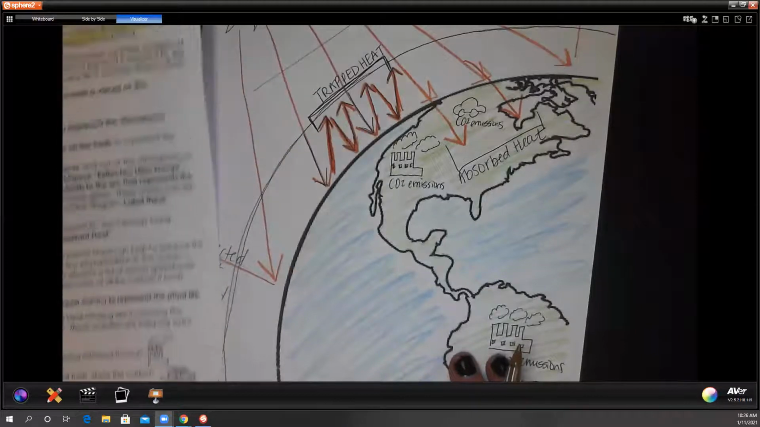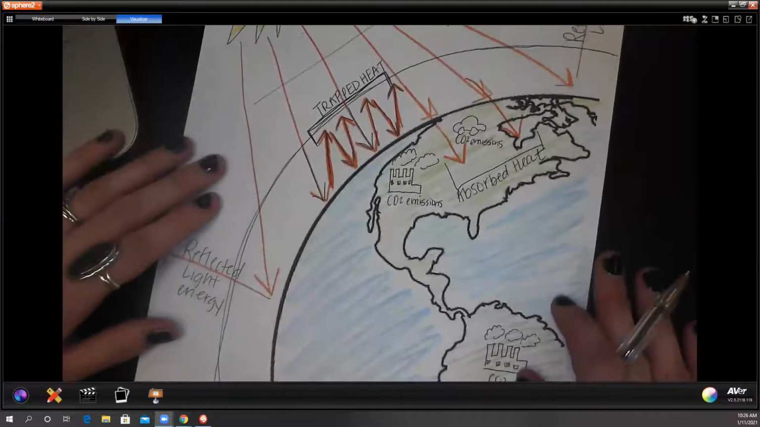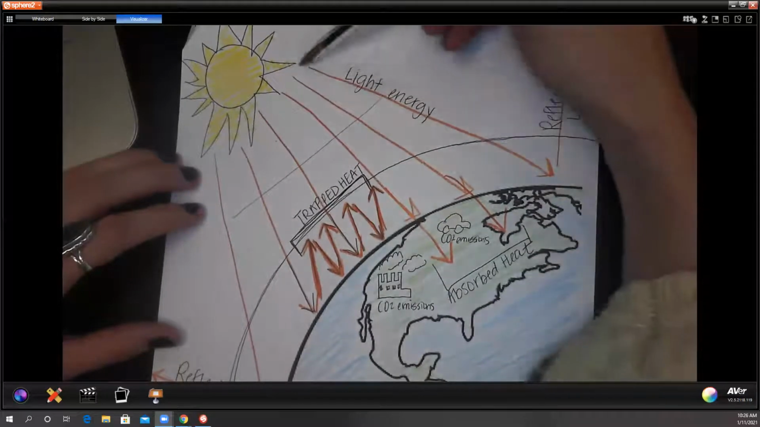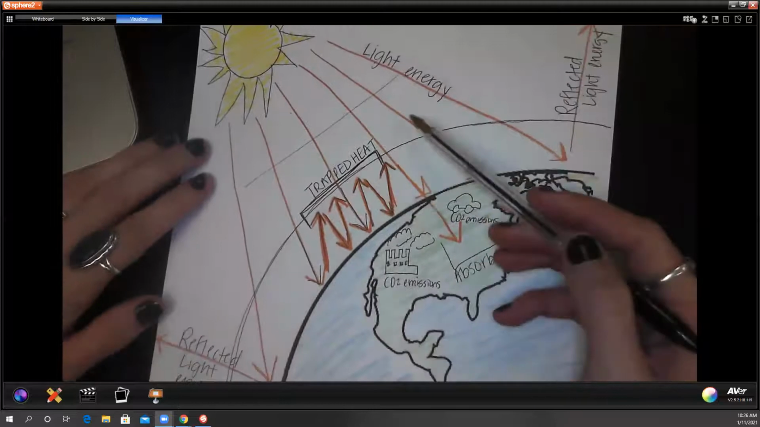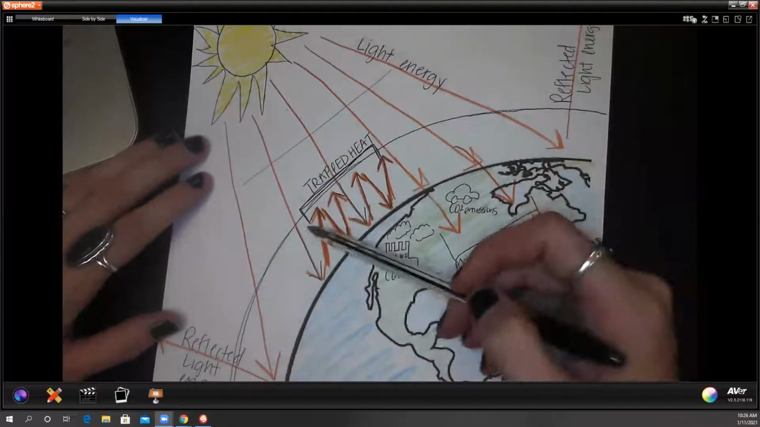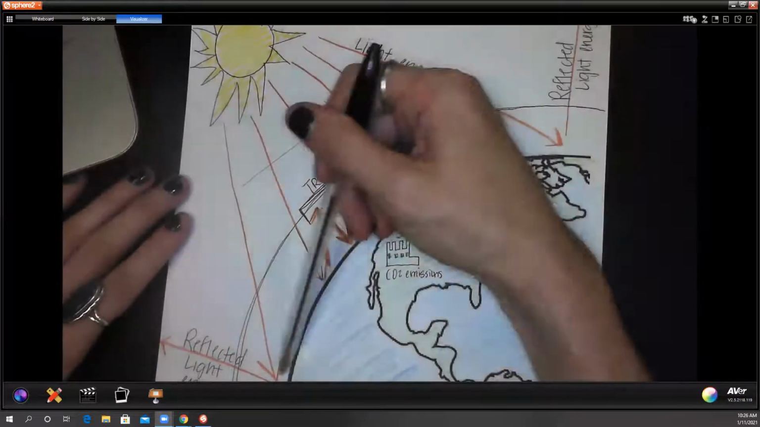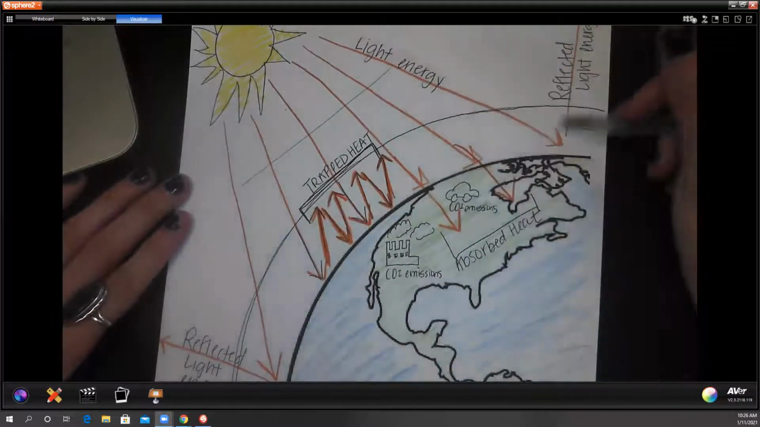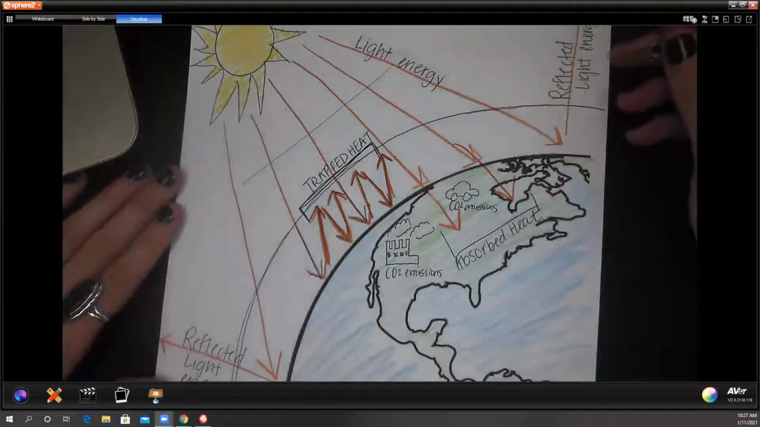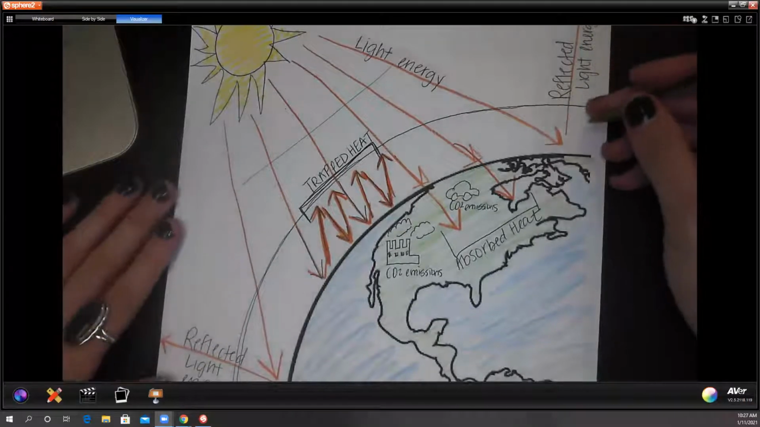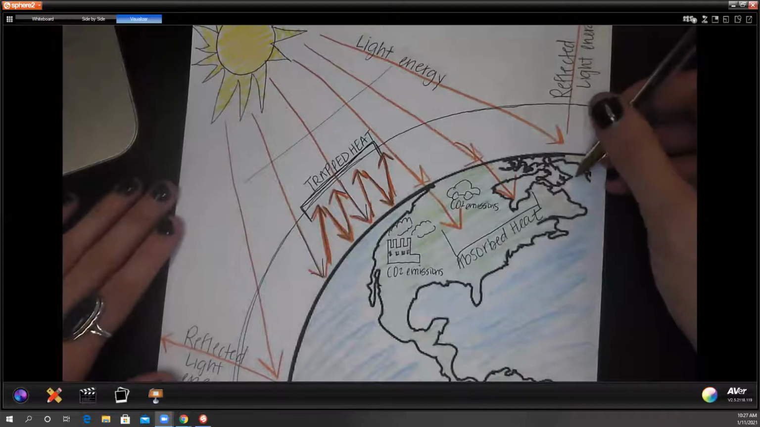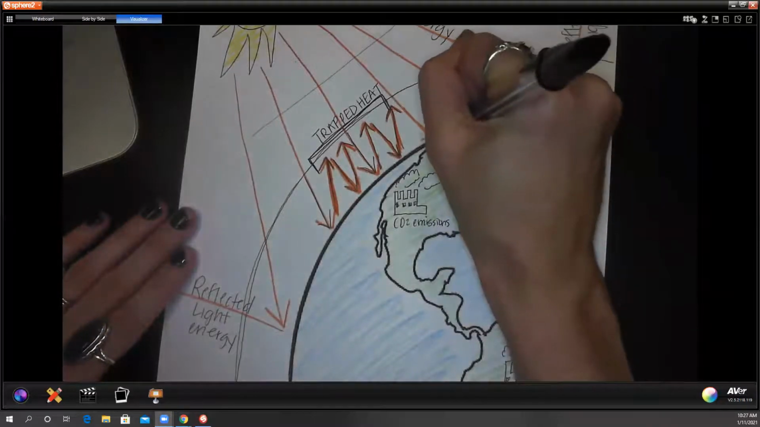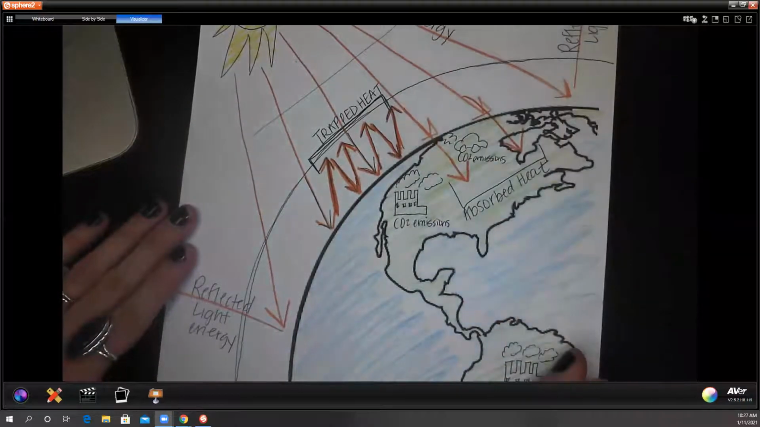So by the end, your paper should look something like this, where we have light energy coming from the sun. Some of that energy is trapped. Some of that energy is released back into space. And some of it is absorbed into oceans and continents. We have things on Earth that are releasing that CO2.